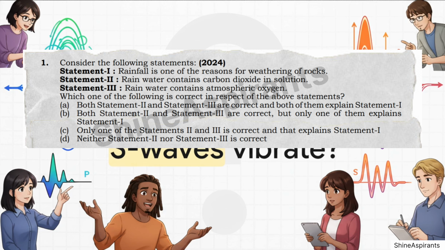Question 5, UPSC Prelims 2024. Consider the following statements. Statement 1. Rainfall is one of the reasons for weathering of rocks. Statement 2. Rainwater contains carbon dioxide in solution. Statement 3. Rainwater contains atmospheric oxygen. Which one of the following is correct? Option A. Both 2 and 3 are correct and both explain statement 1. Option B. Both 2 and 3 are correct, but only one of them explains statement 1. Option C. Only one of 2 and 3 is correct and that explains statement 1. Option D. Neither 2 nor 3 is correct.